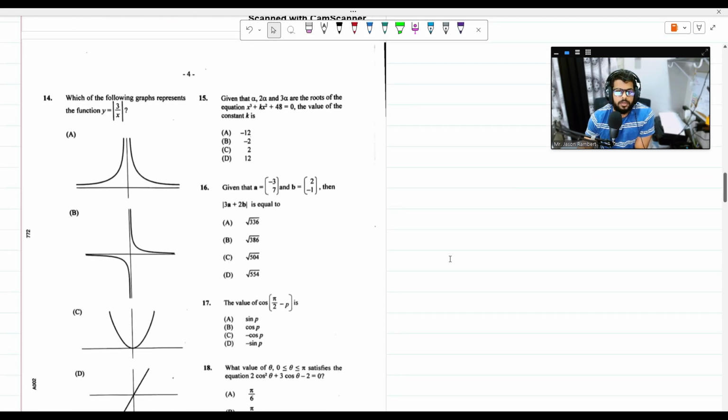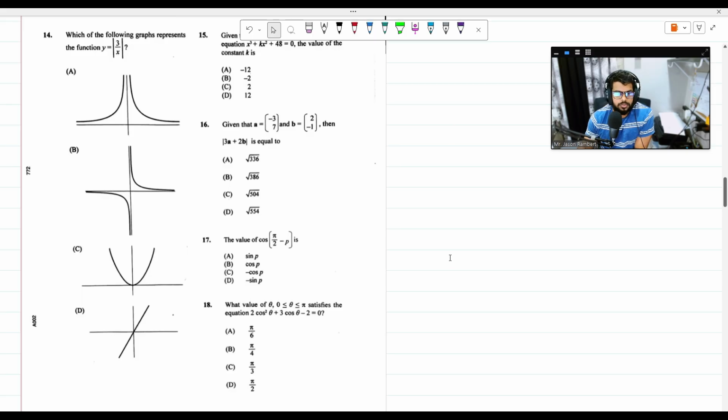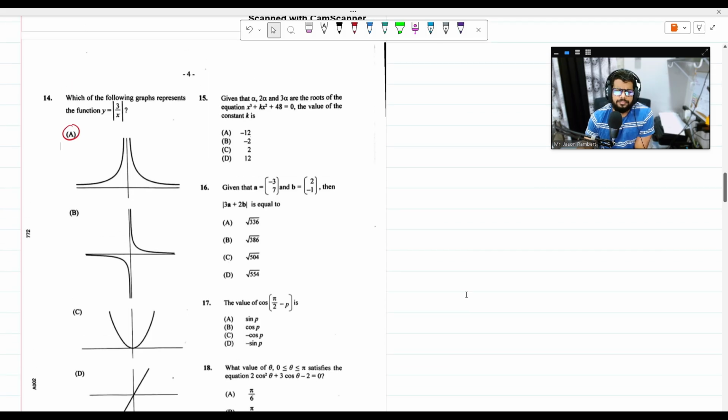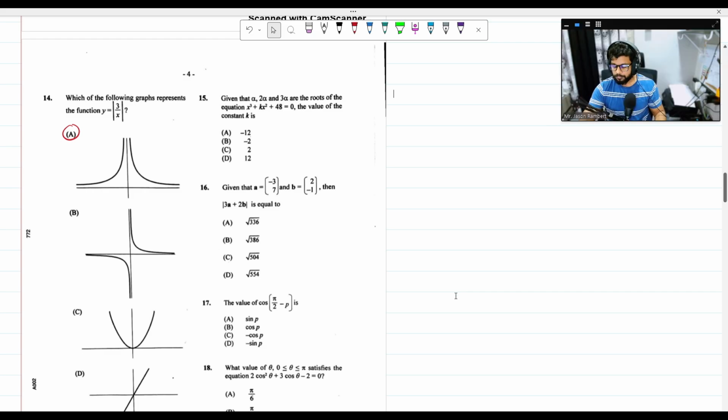Which of the following graphs represents modulus 3 over x? I know part C is definitely a quadratic, part D is not a modulus, part B is not a modulus, so it has to be part A. Modulus graphs only exist above the x-axis. C, yes, it exists above the x-axis, but it very much resembles a quadratic.